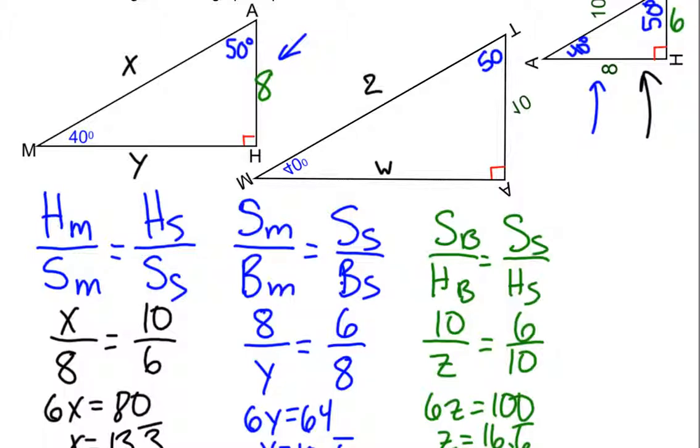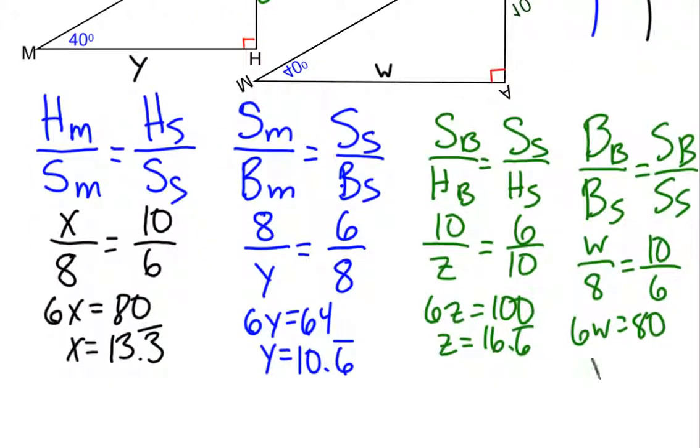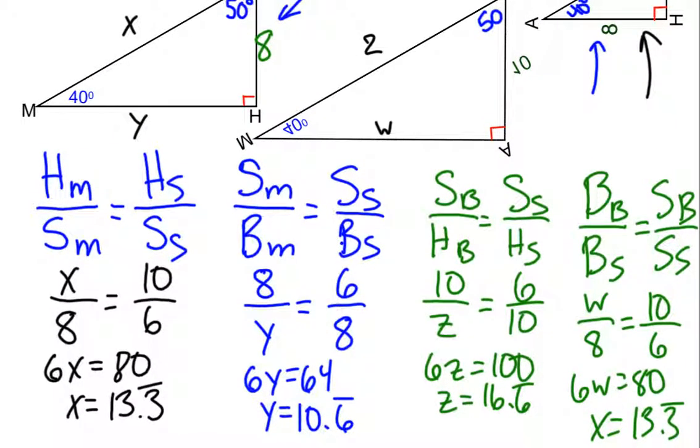I'm going to go bottom of the big to bottom of the small, equal to side of the big to side of the small. So I'm taking your advice and changing it up a little: big triangle on top, little triangle on bottom. Bottom of the big is w, bottom of the small is 8, side of the big is 10, side of the small is 6. So 6w is equal to 80. I bet w is 13.3, which we found in the first one. We should expect some overlapping because these triangles overlap.